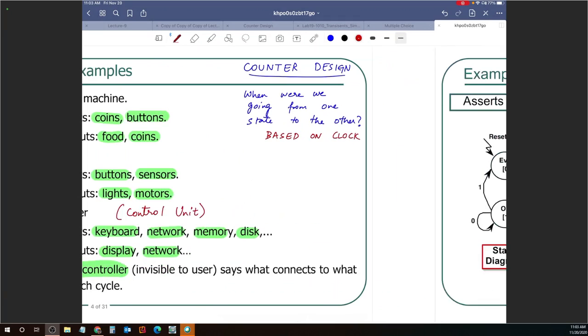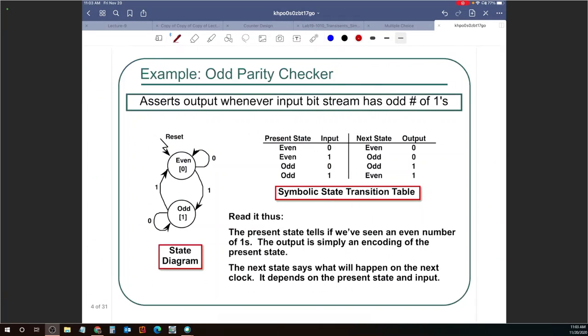Let's take a look at an example. This is your first finite state machine problem. Let's take a look at this. In this, we are trying to design a machine that is an odd parity checker. Odd parity checker. You guys remember what odd parity means? Number of ones. If they are odd, that is indicative of odd parity.